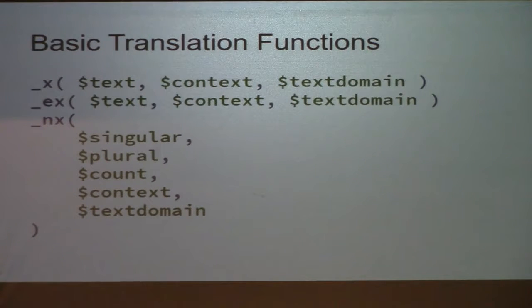These are the same function signatures as the previous functions, but with an extra argument for context right before the text domain. So for example, with comment, in the context you would say basically the part of speech. This is a noun or this is a verb. Or you could just say noun.